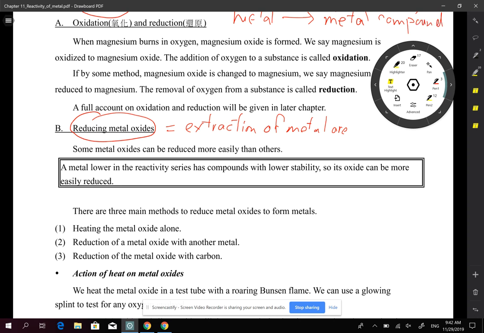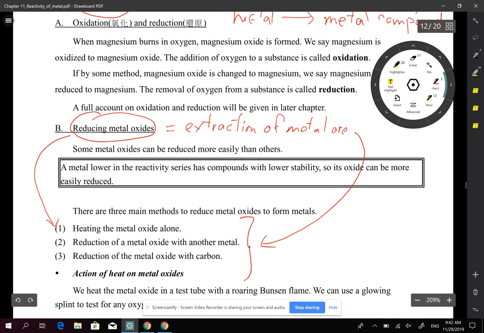So if the question asks you to write down the equation of the reducing of metal oxide, that means the extraction of metal oxide back into metal. Then only three methods: electrolysis, heating with carbon, heating only. So you can see, reducing metal is the same as extraction of metal. Okay, only three methods.